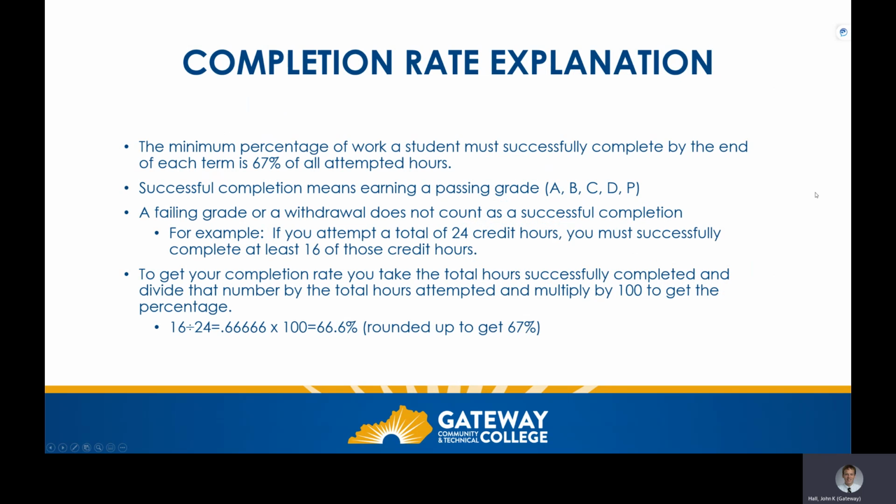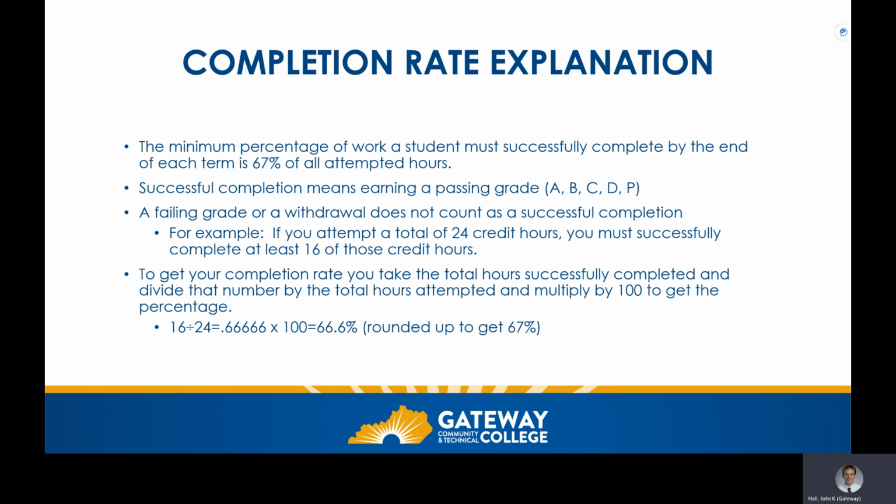Now, meeting that minimum 2.0 grade point average is pretty self-explanatory, but we want to take a further look into the completion rate. So the minimum percentage of work a student must successfully complete by the end of each semester that they're enrolled is 67% of all attempted hours. When we say successfully complete, that means the student has earned a passing grade in the class, either an A, B, C, D, or P grade at Gateway.